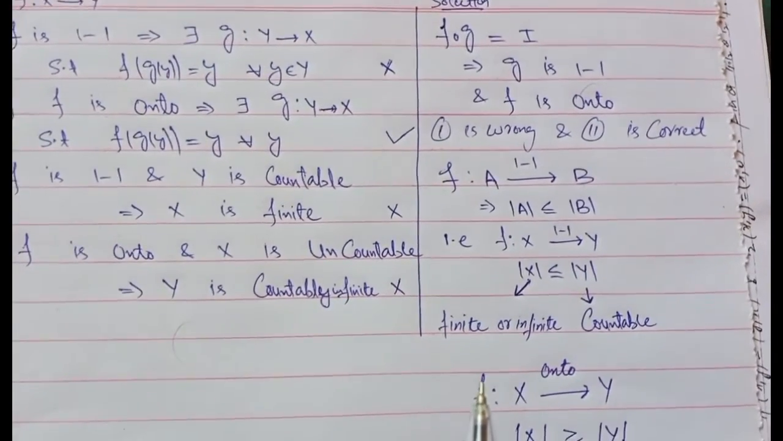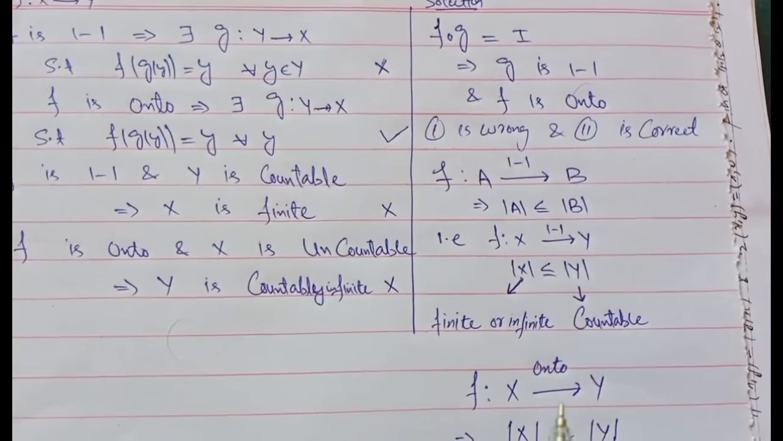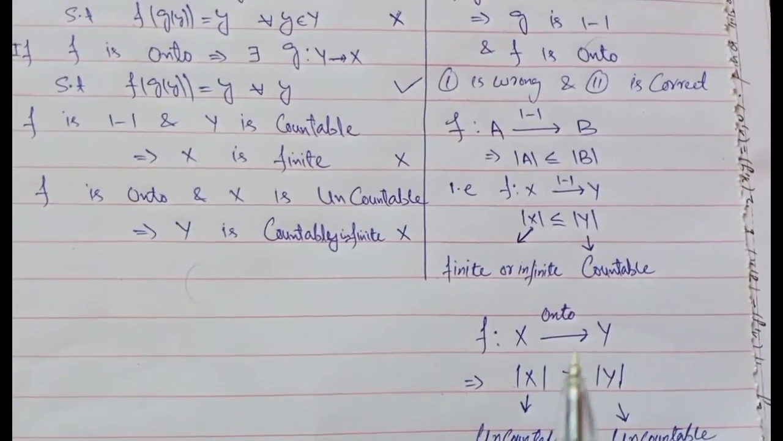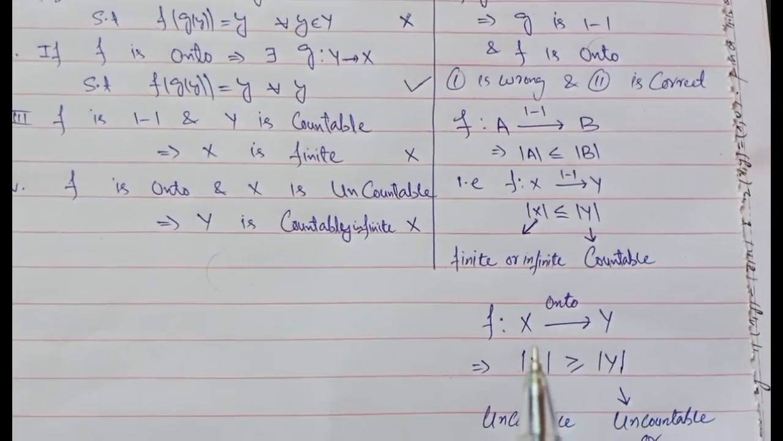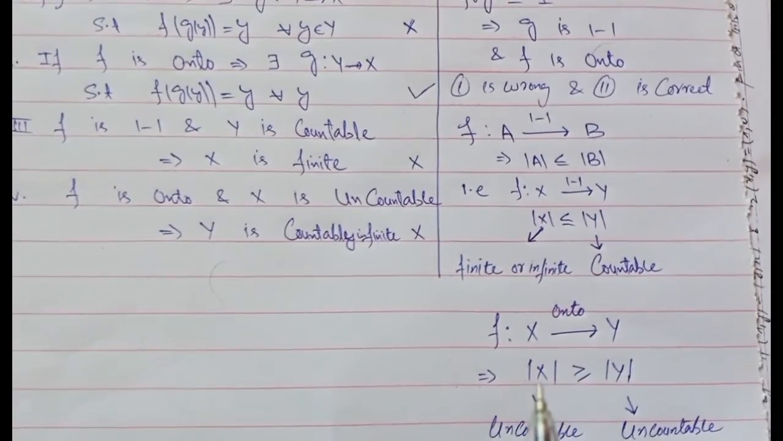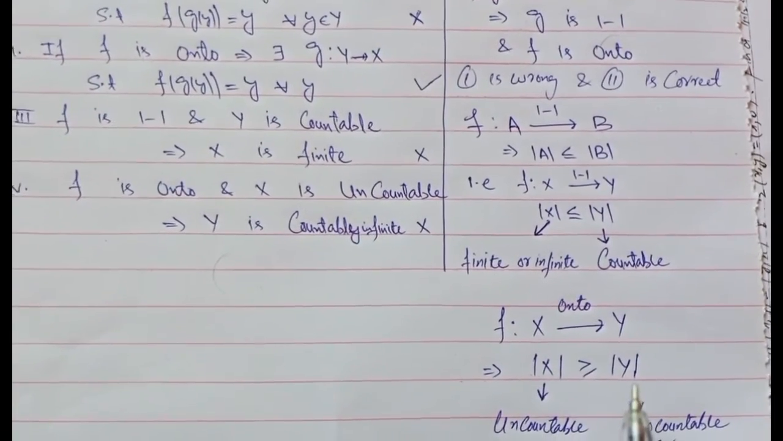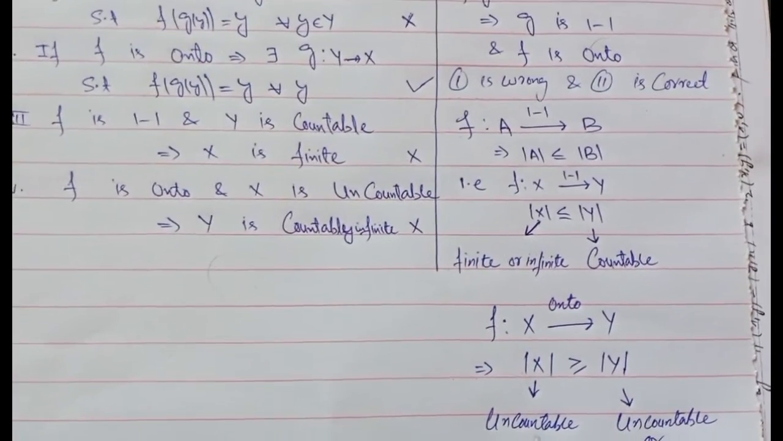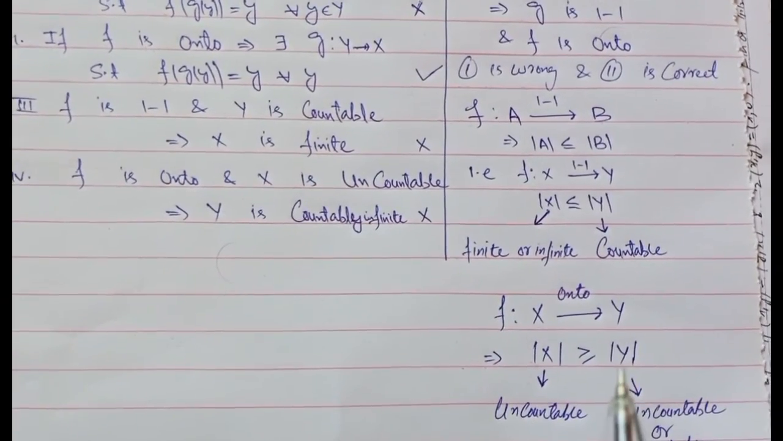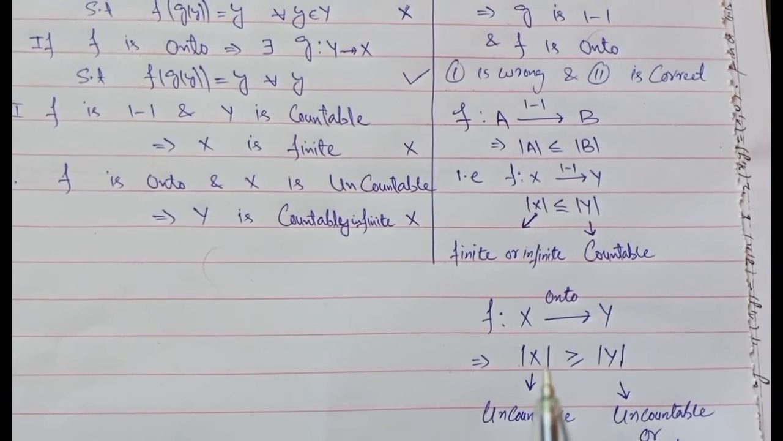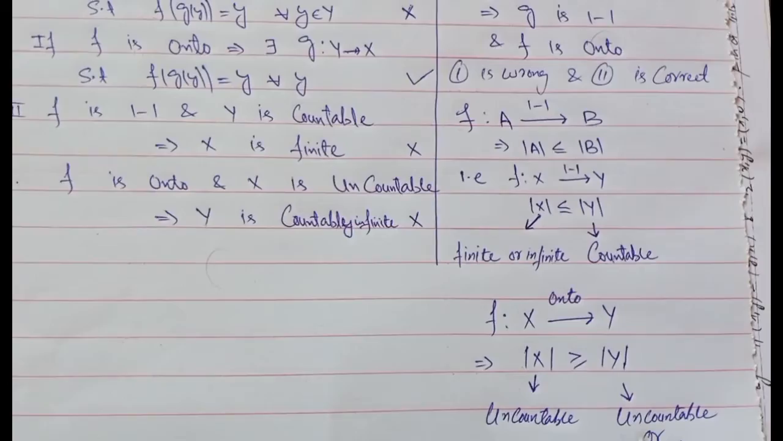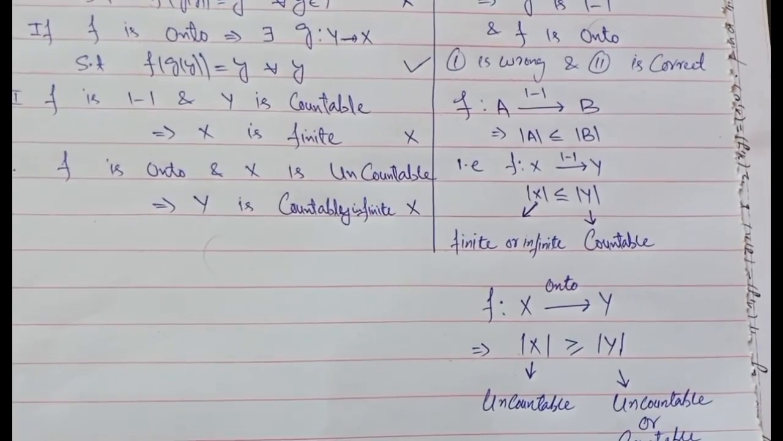Now see option fourth. It says if f is an onto function and X is uncountable. Now look at this option. When f from X to Y is onto, then cardinality of X is greater or equal to Y. Since it is given X is uncountable, then also cardinality of X is greater or equal to cardinality of Y. So Y can be countable or uncountable.